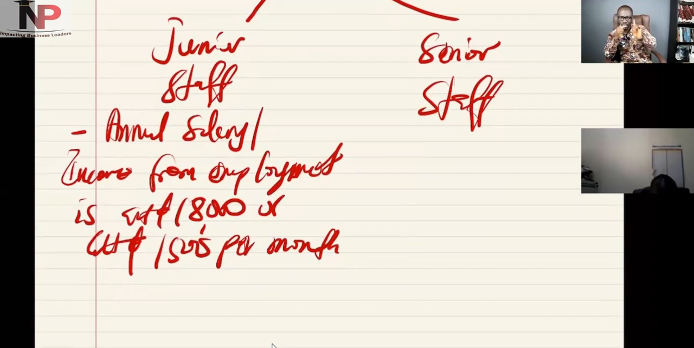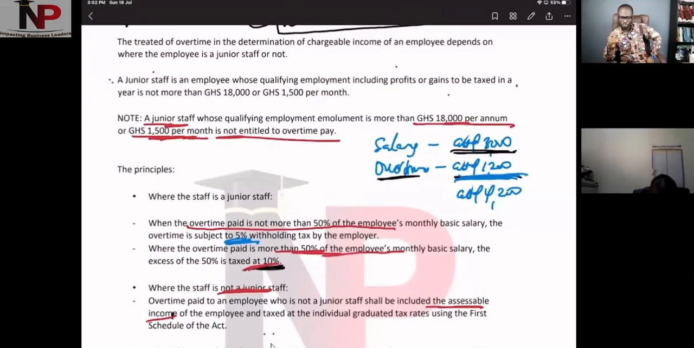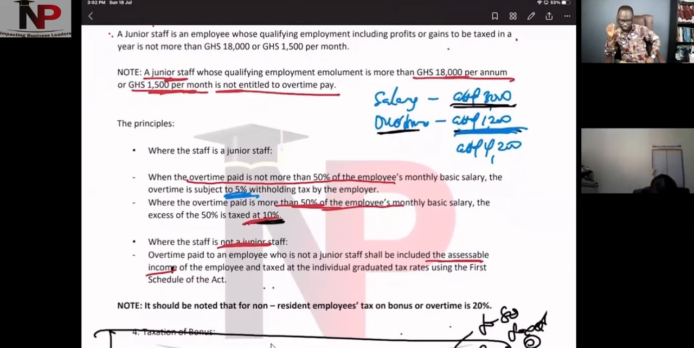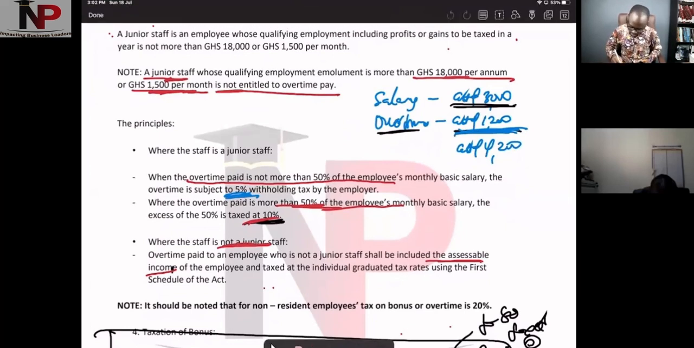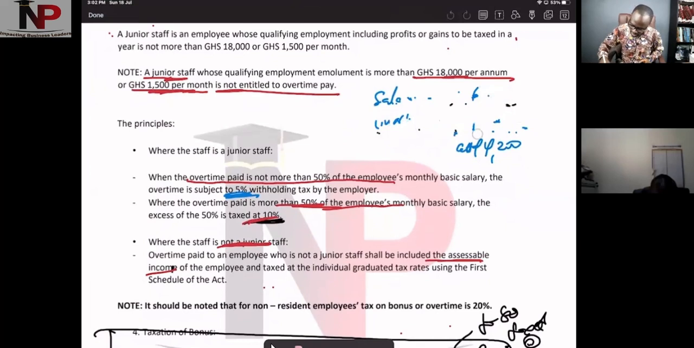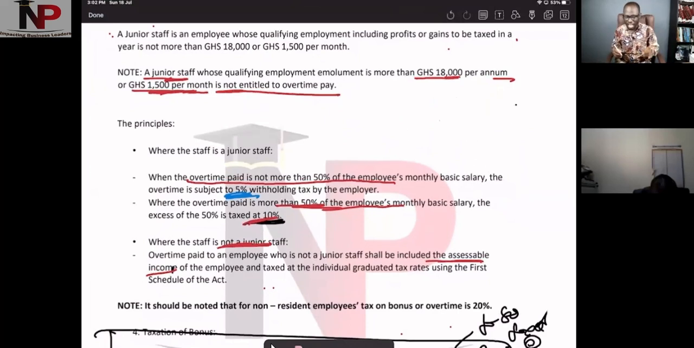Please stay with me carefully here because this is where the bomb is about to drop. If that person is a junior staff, then how do we tax it? This is how we tax. Any overtime paid that is below 50% of the salary of the individual shall be taxed at 5%. The excess shall be taxed at 10%.